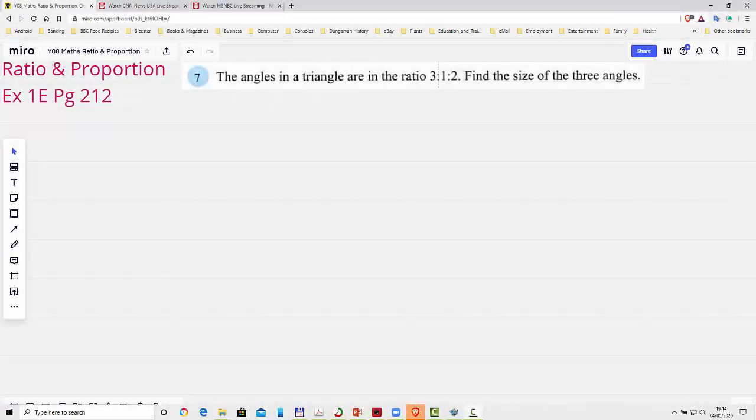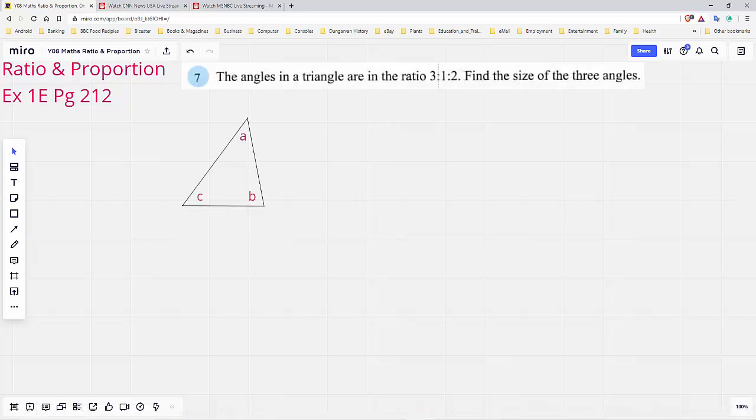We're now moving on to exercise 1E on page 212, where we use ratios to help us with the sharing out of something. Question 7. The angles in a triangle are in the ratio 3 to 1 to 2, and we've got to find the size of all the angles. Well, the first thing we've got to remember is that the angles in a triangle sum up to 180 degrees.